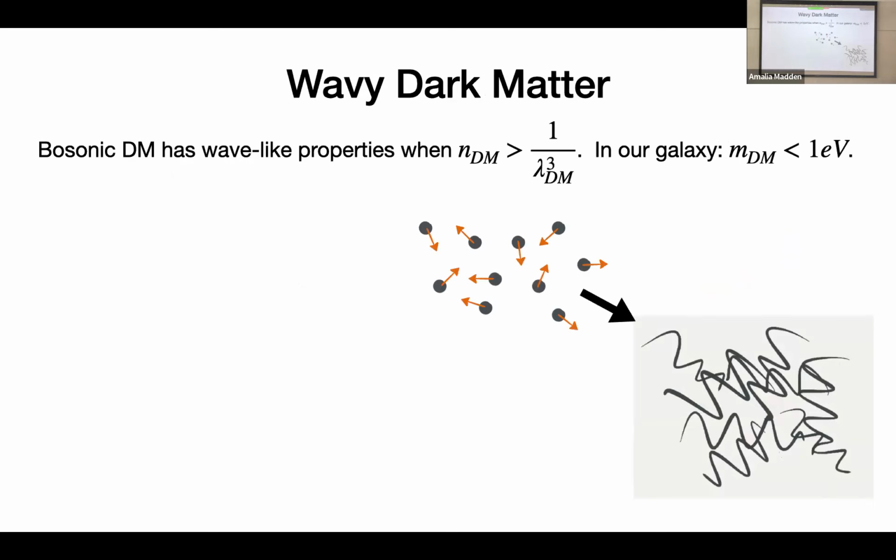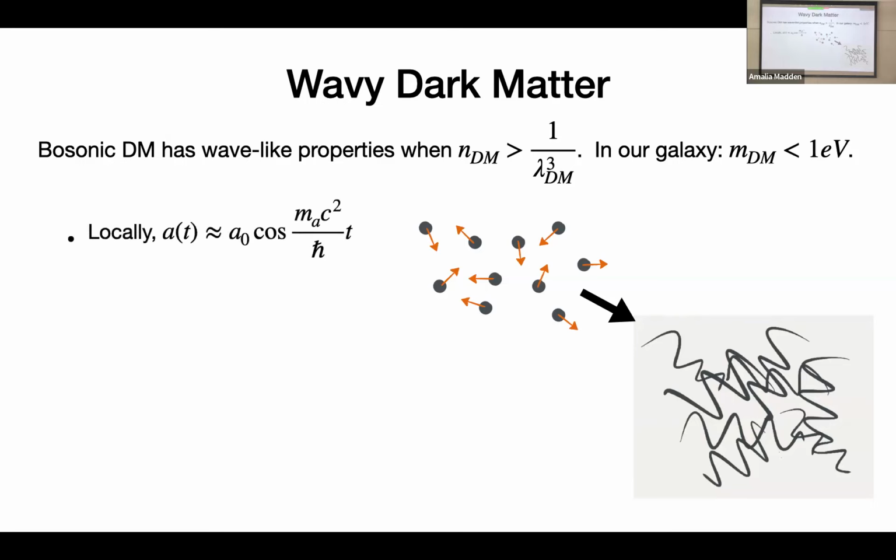So the next piece of information that we need to understand about QCD axion in the context of dark matter is that when the axion, which is a boson, becomes very, very light, it becomes more convenient to think of the axion as a wave than our traditional picture of particles. This transition happens when the number density of axions is bigger than about 1 over the de Broglie wavelength cubed, and that in our galaxy is about 1 electron volt.